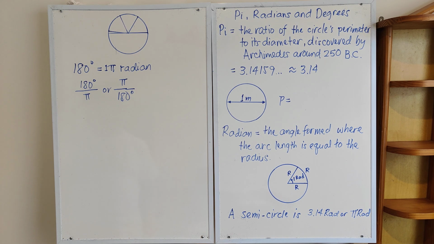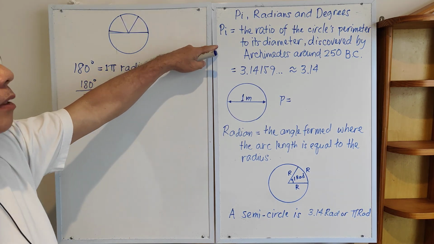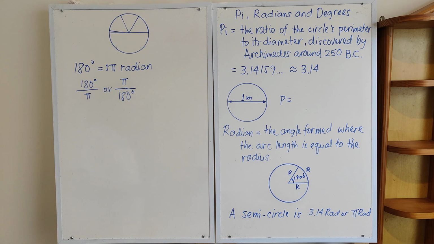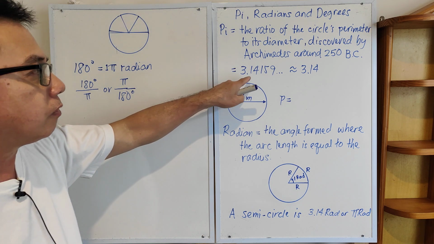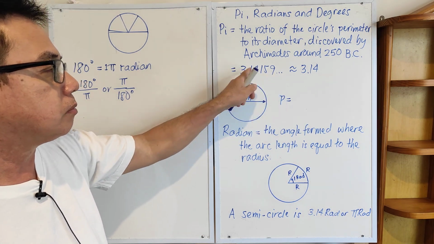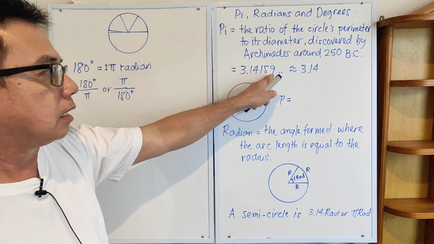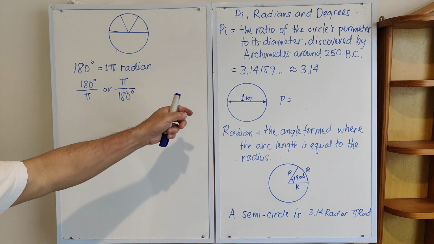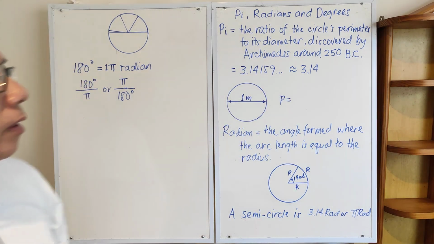Pi is the ratio of the circle's perimeter to its diameter, discovered by Archimedes around 250 BC. So the value of pi is 3.14159..., which means it is a non-repeating decimal, or more approximately 3.14.